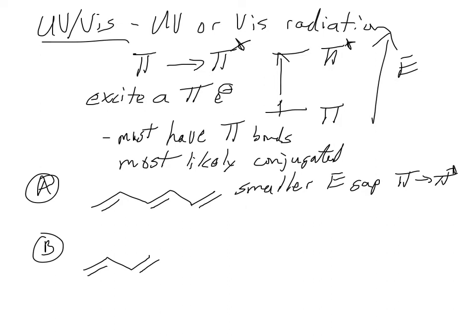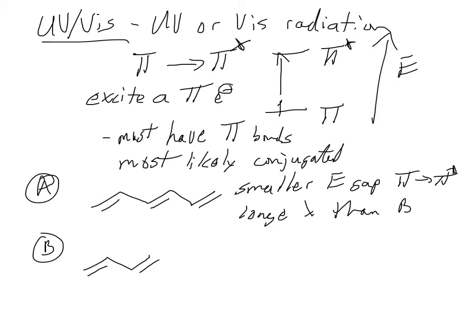Longer. So longer wavelength than B. A has a longer wavelength? A has a longer wavelength because A is going to have a smaller energy gap. Longer wavelengths, right? Lower energy, right?